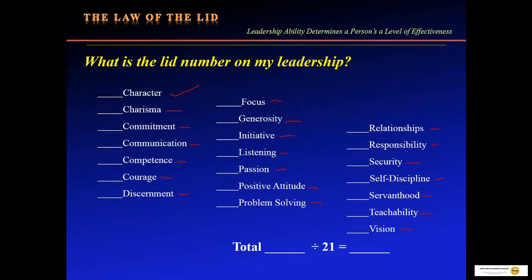So you just rate yourself between a 1 and a 10 for each of these, and then you take that number, whatever it is, and you divide it by 21, and that is where your lid currently is at. And do this with friends, family. Do it with people so you can see and get an accurate representation of where your leadership lid is. Teachability, right?